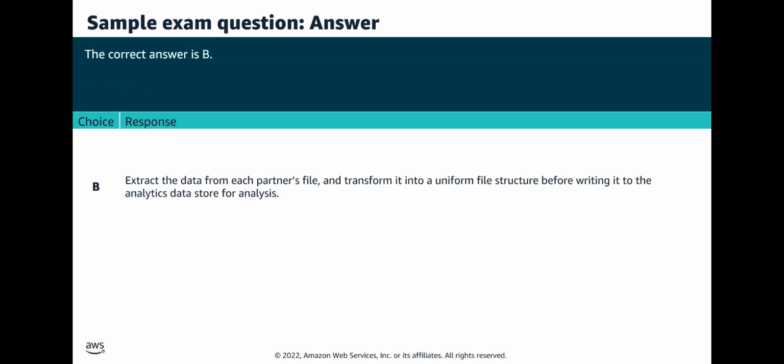To use the data from partner files in the pipeline, you need to define a unified structure and transform each partner file into the common structure. So B is the correct answer.